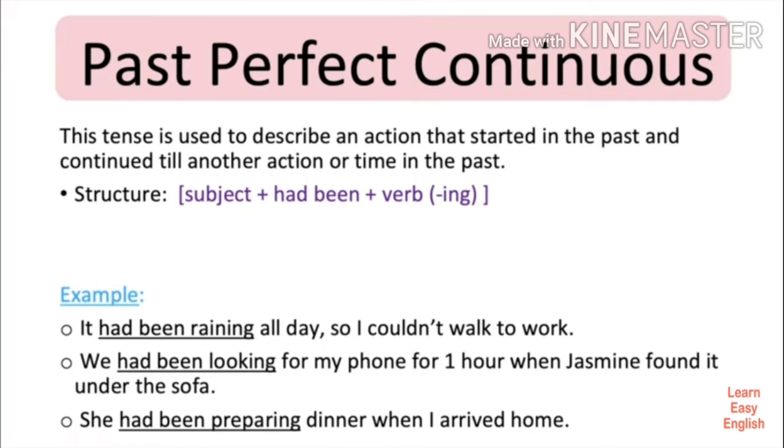For example, it had been raining all day, so I couldn't walk to work. We had been looking for my phone for an hour when Jasmine found it under the sofa. She had been preparing dinner when I arrived home. Here in these sentences you can see that one action was happening in the past and it was happening till another action was done in the past only.